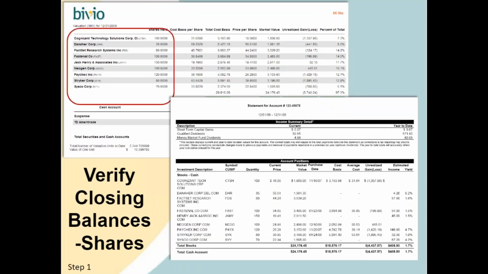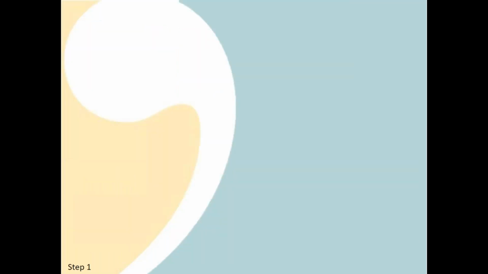Then you need to compare the number of shares of each stock you own, first on the bivio valuation statement, and then on your brokerage statement. The bivio account should show exactly the same number of shares that the brokerage account does. I can't emphasize this step enough. It is a critical point.